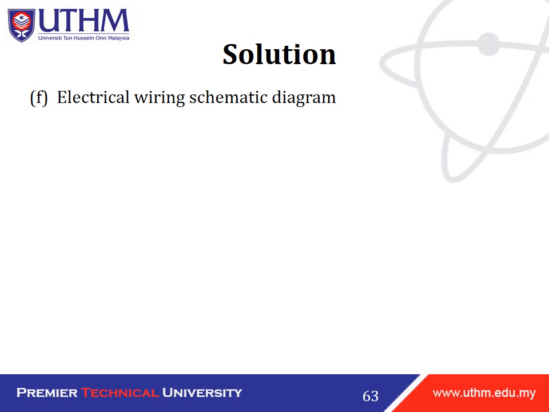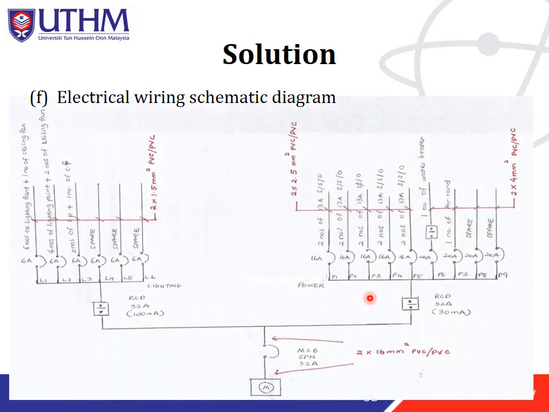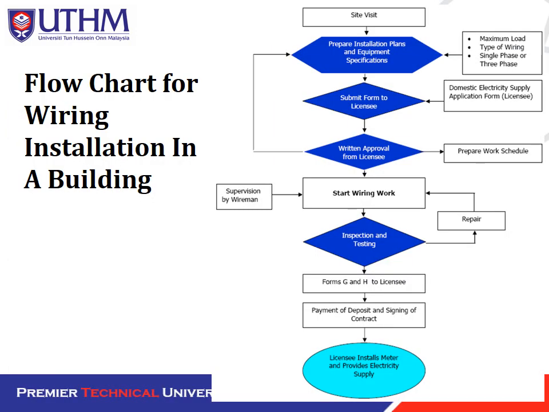Okay, now we move to the electrical wiring schematic diagram. So this is the example of electrical wiring schematic diagram. So actually this represents your DB. And then finally this is the flow chart for your wiring installation in buildings.